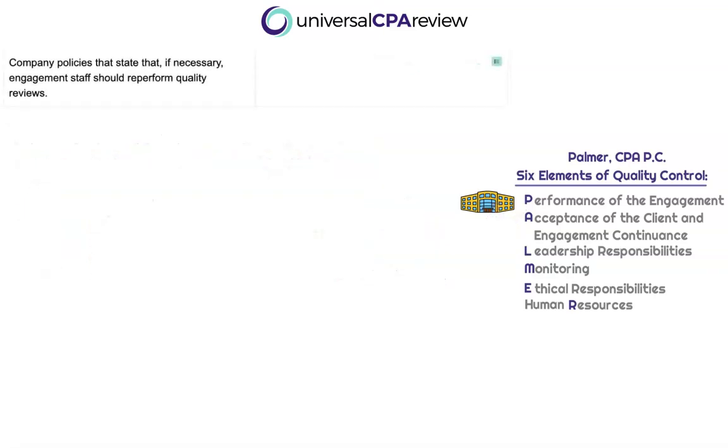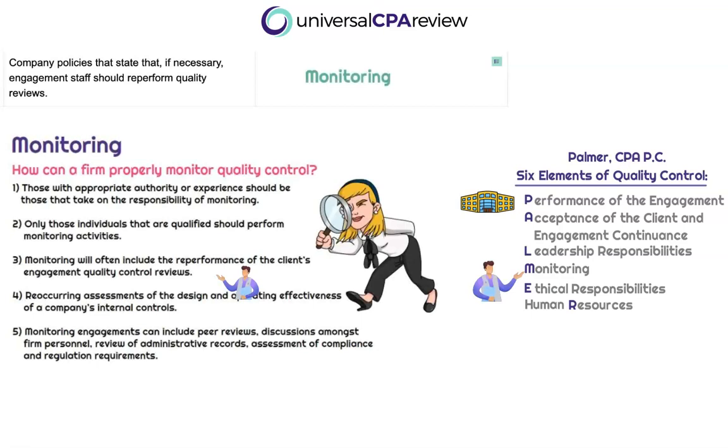Okay, so company policies state that if necessary, the engagement staff should reperform quality reviews. So this is consistent with having ongoing monitoring of quality review. So this falls within our M in our Palmer mnemonic, right? So monitoring will often include the reperformance of the client's engagement quality control reviews.